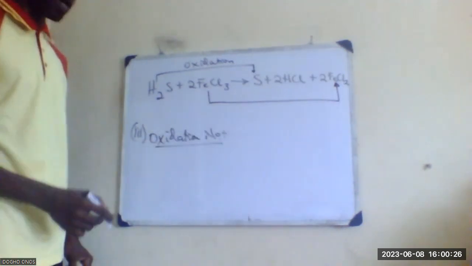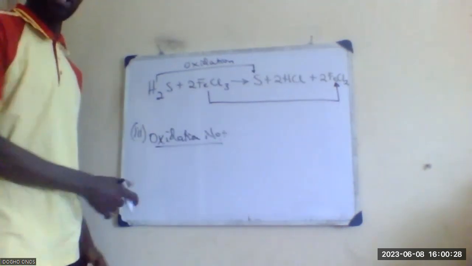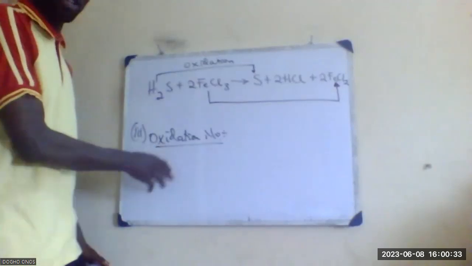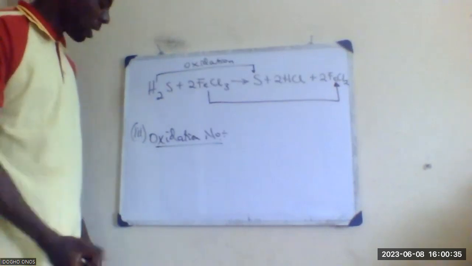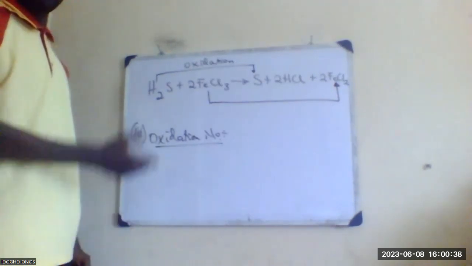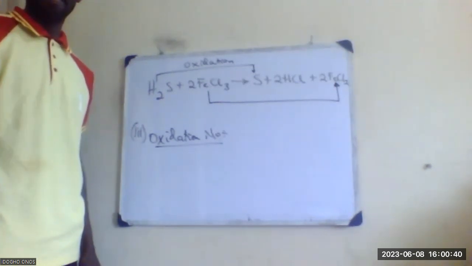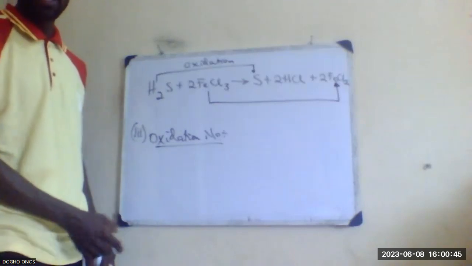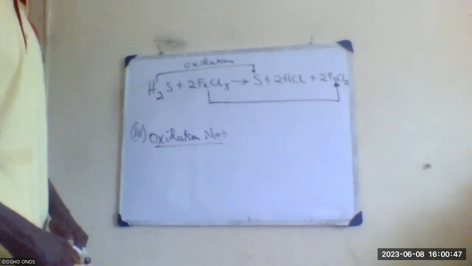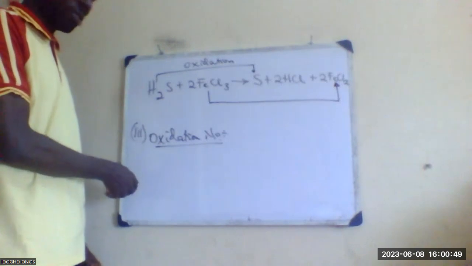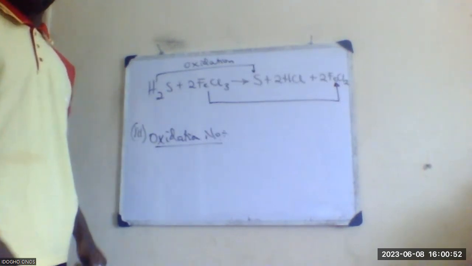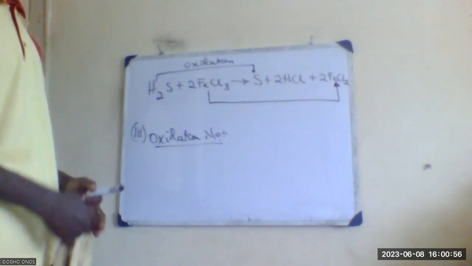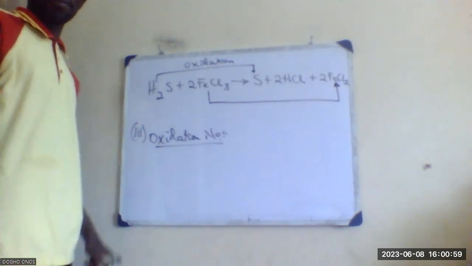Based on oxidation number, oxidation has to do with an increase in oxidation number, while reduction has to do with a decrease in oxidation number. Is that okay? Did we get that, please?